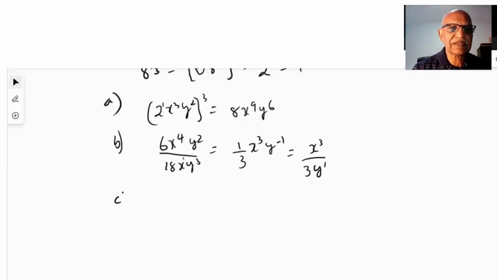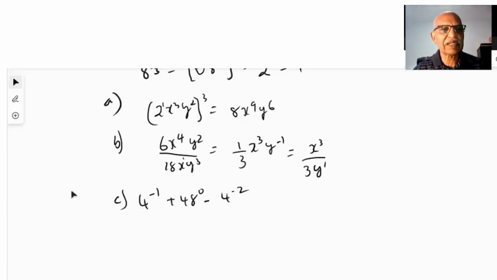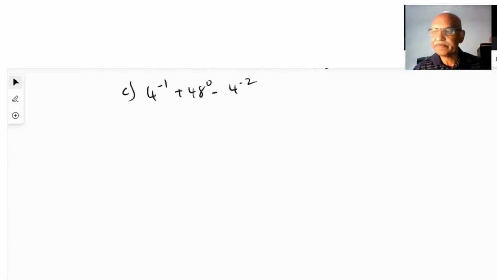Let's see C. If I have 4 to the power minus 1 plus 48 to the power of 0 minus 4 to the power minus 2. These are not multiplication, therefore I have to simplify them separately each of them. So I have 4 to the power minus 1 means 1 over 4. 48 to the power 0 is 1 minus 1 over 4 square, which is 16.